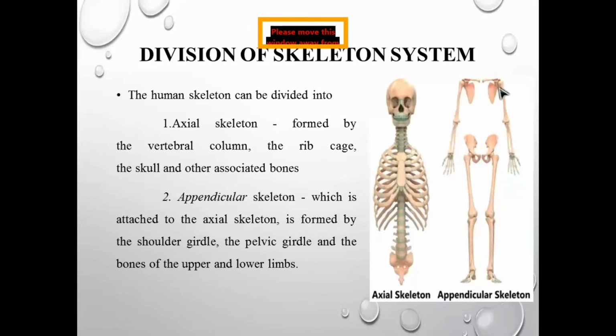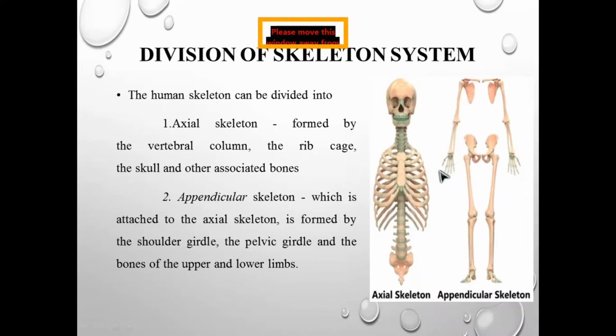Then the appendicular skeletal system. Apart from these, the other skeleton we call the appendicular skeleton system, which attaches to the axial. The appendicular skeletal system attaches with your axial skeletal system and is formed by the shoulder girdle, pelvic girdle, and the bones of the upper and lower limbs. This is your upper limb and this is your lower limb.